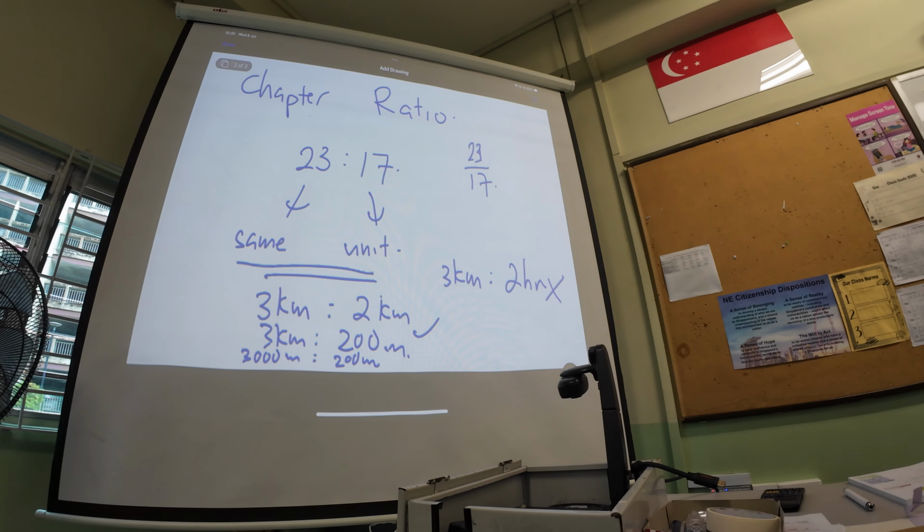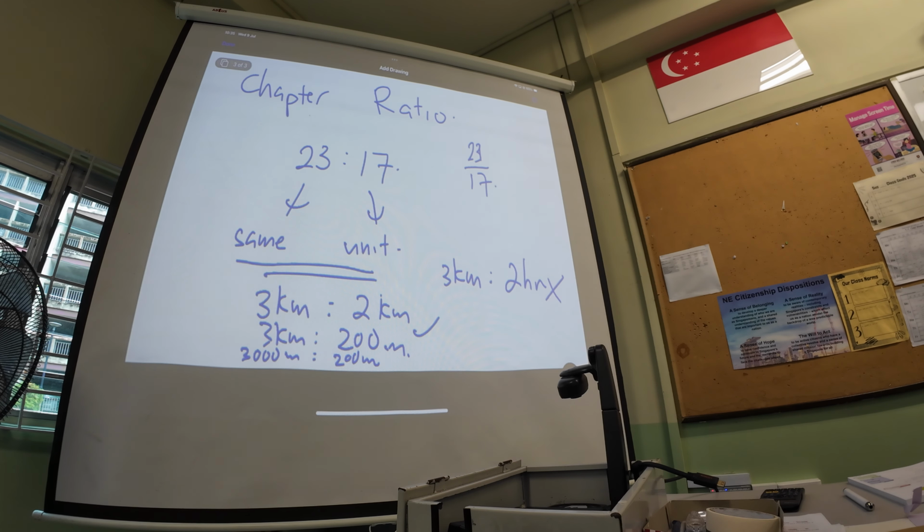It must be of the same type of measurement. Kilometer to hours cannot. Kilometer to liters of water also cannot, because they are different things. That one we will learn later. For different units, different measurements, we call it differently.